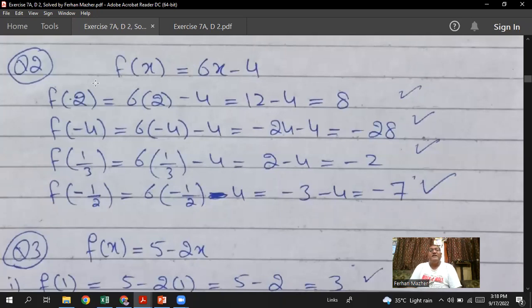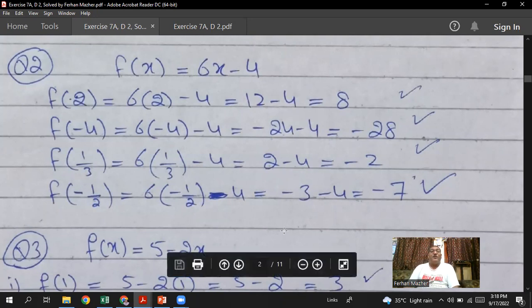Then the third thing is they ask you to find f of 1 by 3. It means that in the function, in the formula, wherever is the variable, you will substitute that variable with 1 by 3. So it will be 6 into 1 by 3 minus 4. So 3 and 6 will be cancelled. So you will have 2 minus 4, and that will be minus 2.